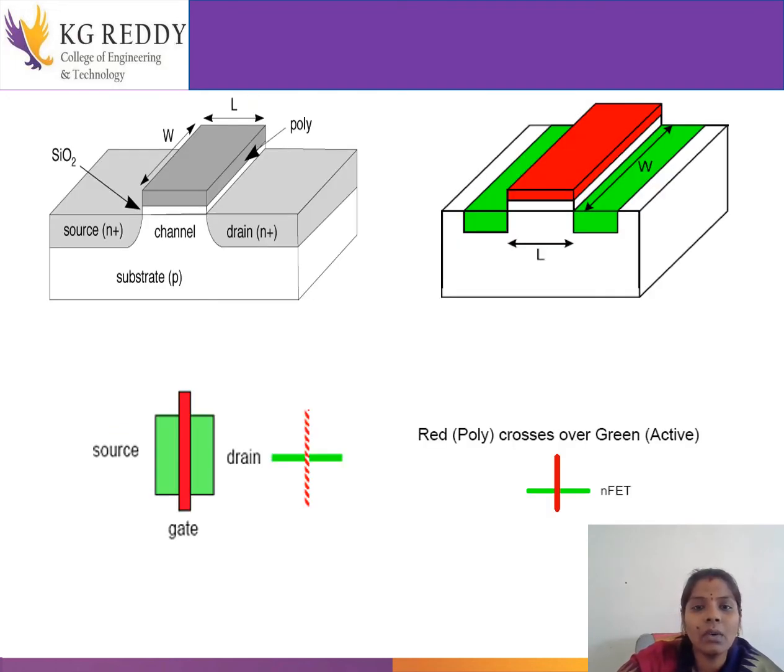This is how a simple stick diagram is shown here, in black and white. In this stick diagram, the source and drain are N diffusions, which are shown in green, and this is a polysilicon gate, which is represented in red. And here also the source and drain, the complete N diffusion, with polysilicon passing through it.